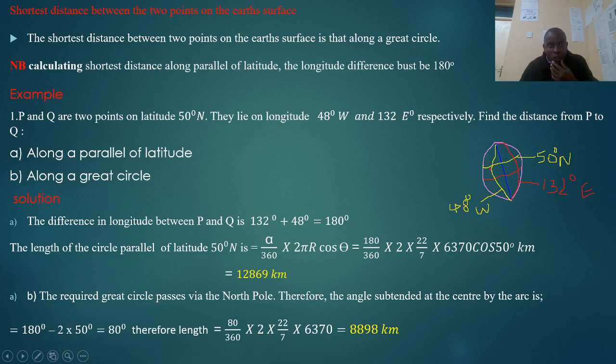So these are the points P and Q. This is my point P here. Point P is here, and this is my point Q. The point Q is here.